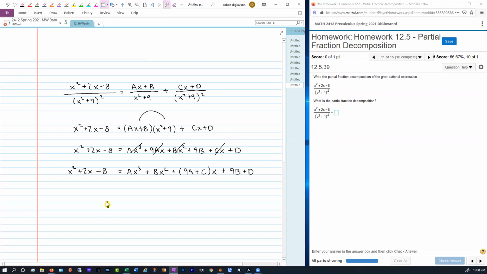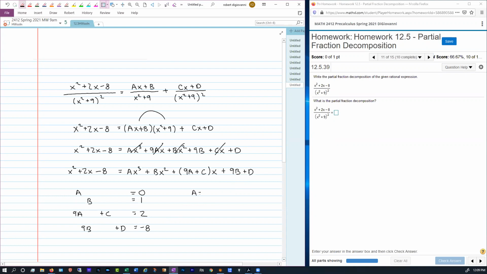Now we match things up. We don't have an x cubed over here, so a must be 0. B, oh, we do have an x squared there. So b has to be the number in front, which is 1. Okay, x's, we have a 2 over here, so I know that 9a plus c has to be 2. And then here, we know that 9b plus d has to match with the number over on the other side, -8.